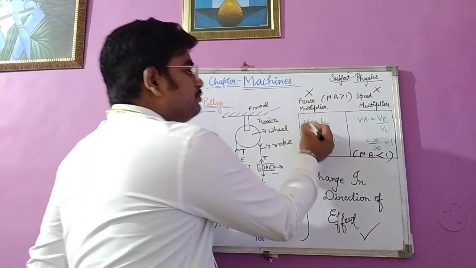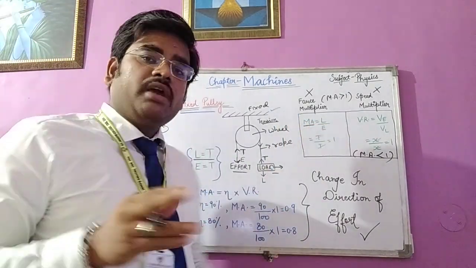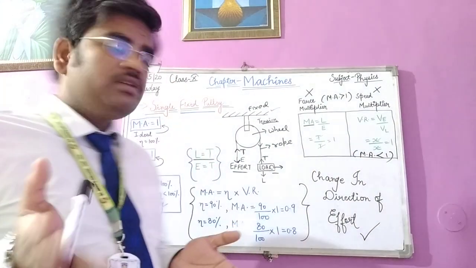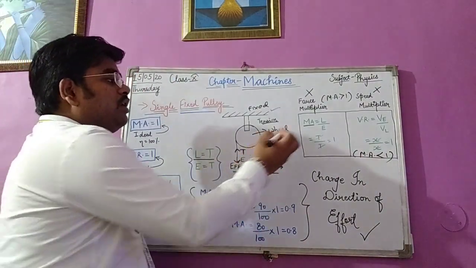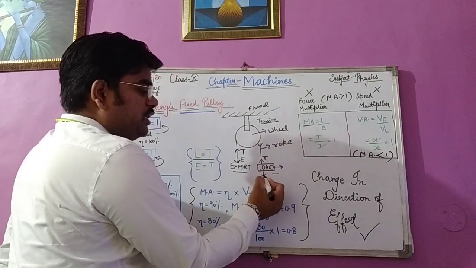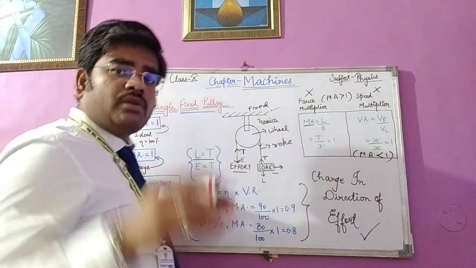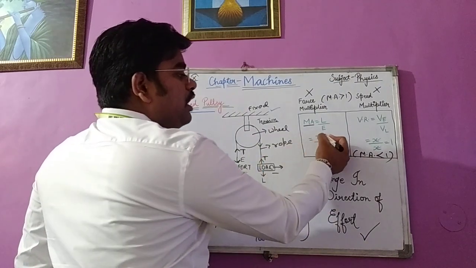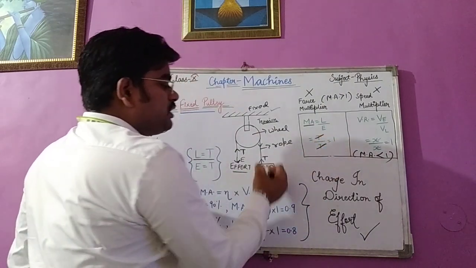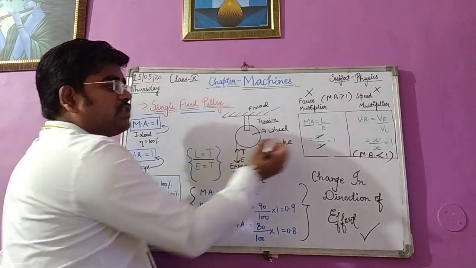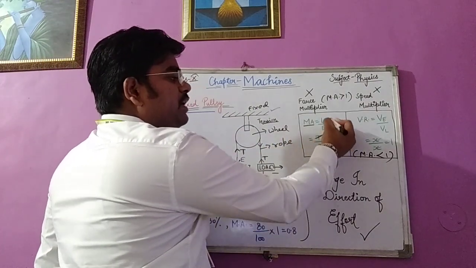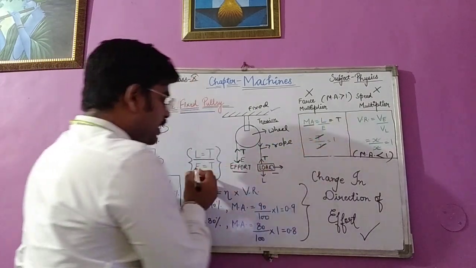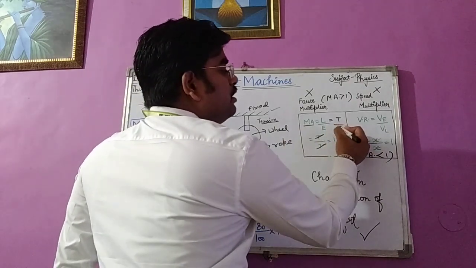The formula of mechanical advantage is load by effort. So what is the load? Listen, the load is just like the tension on the body. So we have T by T, and T by T, that is the force. Now L is equal to T. That's why in place of L we have written T, and in place of E we have written T also.